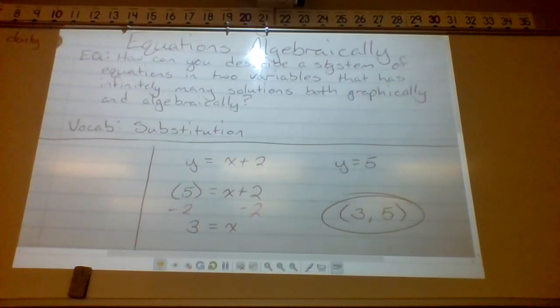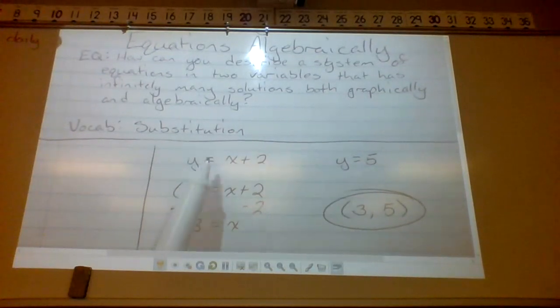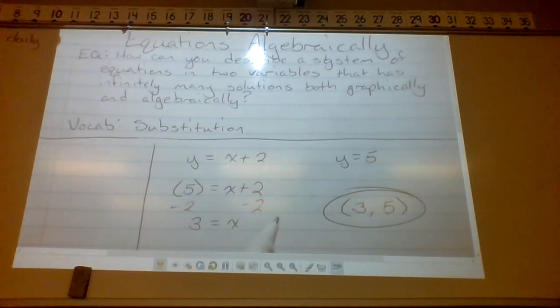Oh, this is an easy one. You guys ready to try some? Turn to your student page. Wait, how do you do it again? What is y? Y equals 5. So change y to 5, and then solve. You might subtract 2 on both sides.